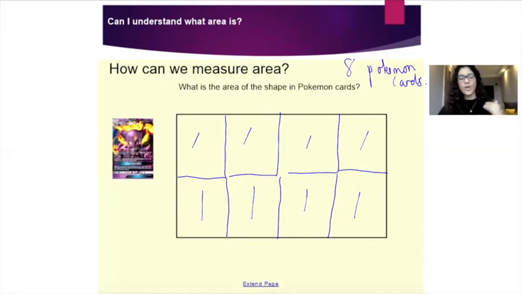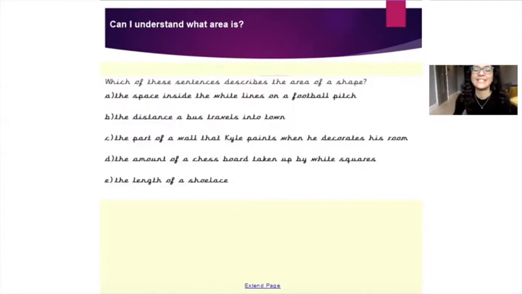You can use a square that you might have in the house and then put it up against another shape and see if you can measure it that way. Have a look at these sentences. Which one of these describes the area of a shape? Is it the space inside the white lines on a football pitch? The distance a bus travels into town? The part of a wall that Kyle paints when he decorates his room? The amount of a chessboard taken up by white squares? Or the length of a shoelace? Write down your answer and then post it onto Tapestry for me to see.